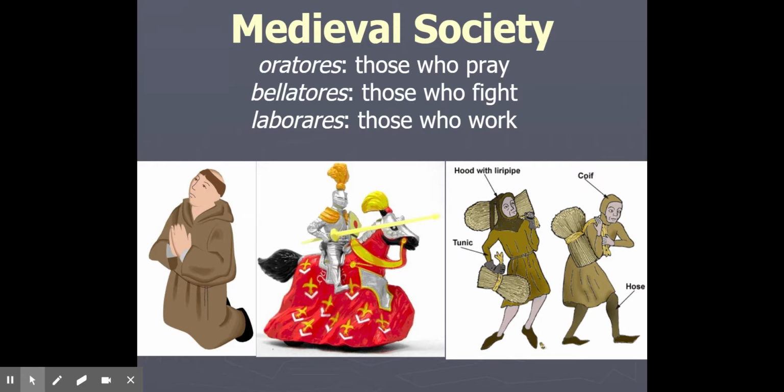And the priest, their job is to pray and to preach the gospel, to explain what Christianity means. And they were also the only people who could read, because they needed to learn to read the Bible. Everybody else, there wasn't really time for, only rich people could afford school, and so everybody else had to work, which is the laborers.